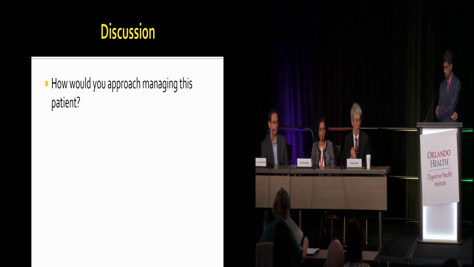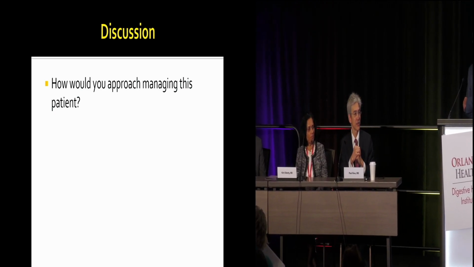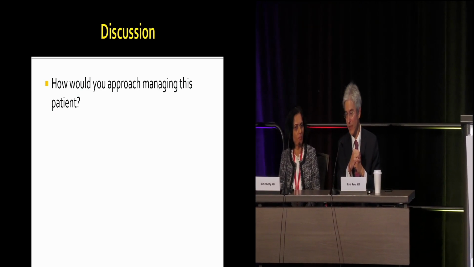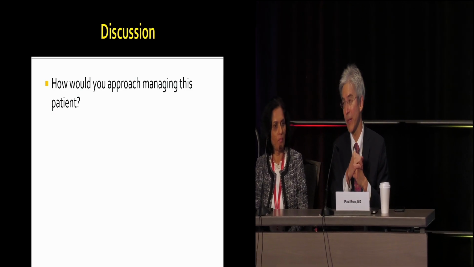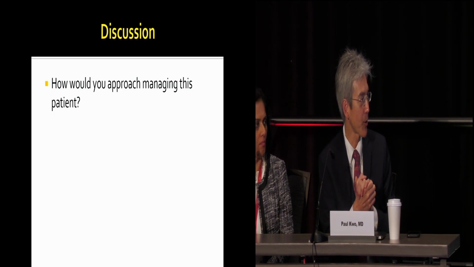But this individual is young, and as he will probably go over, the natural history of hepatitis delta is such that you have very rapid progression of disease in this particular viral infection. It's the most severe, and people can progress to cirrhosis in 10 years or less. He's young, so you have to be much more proactive.